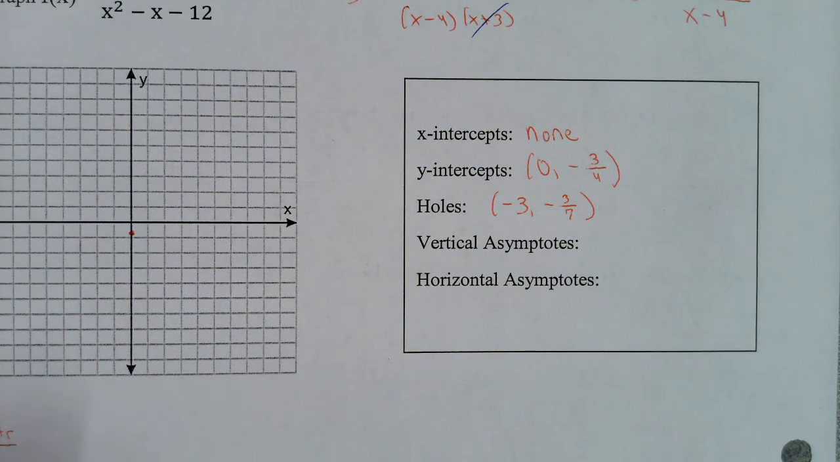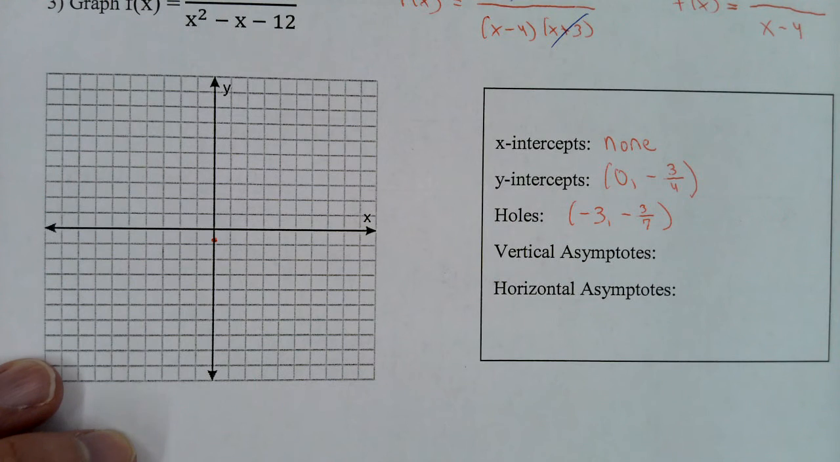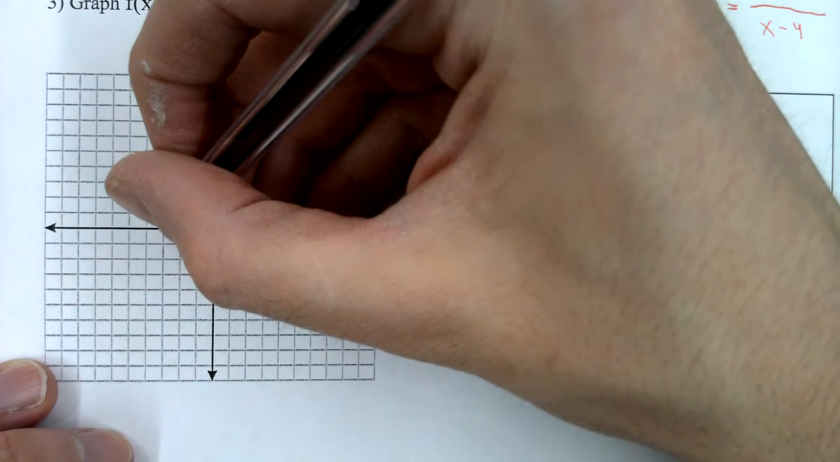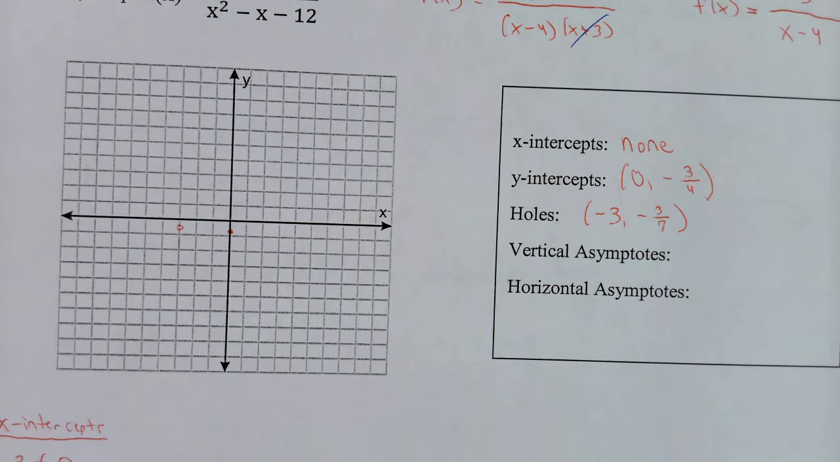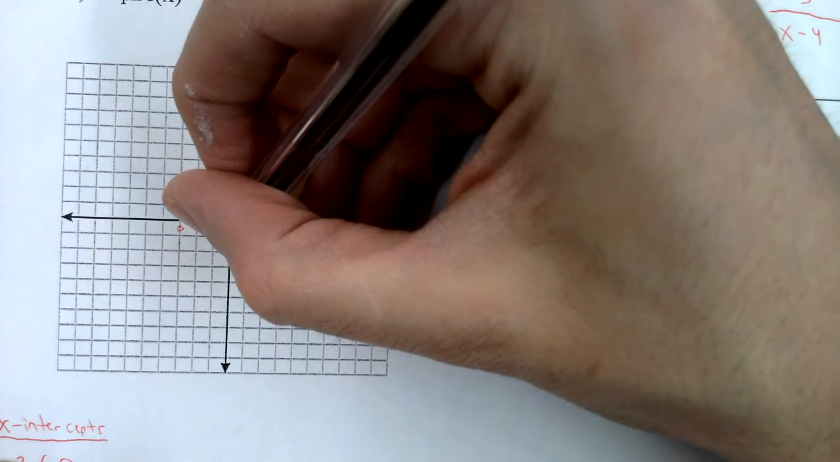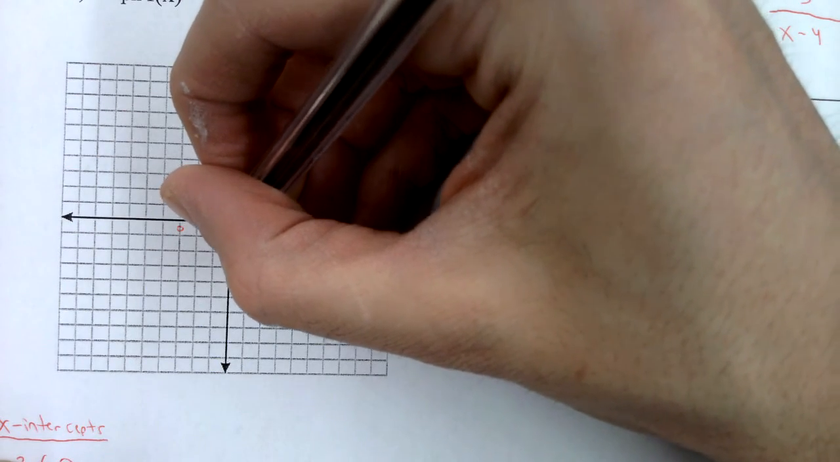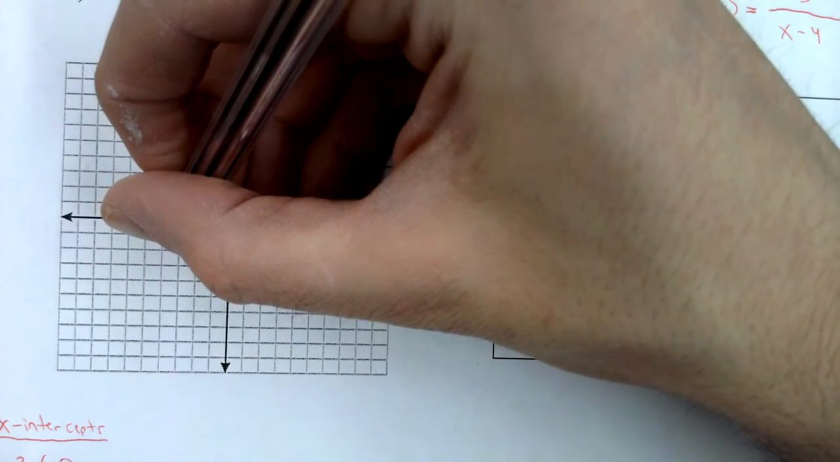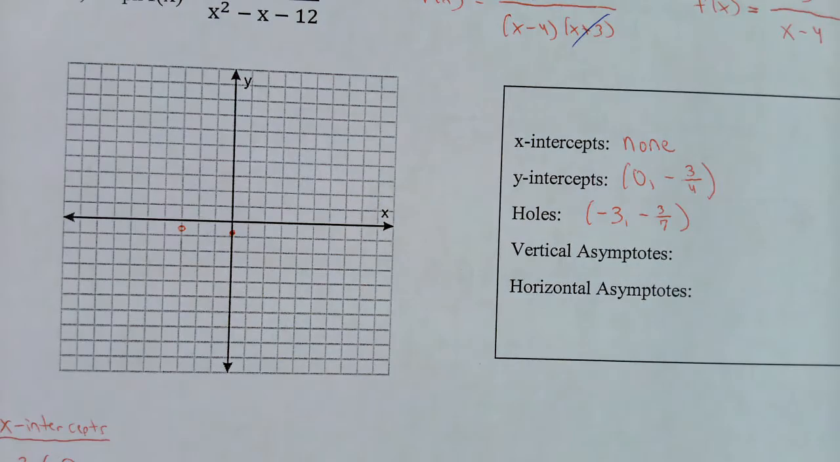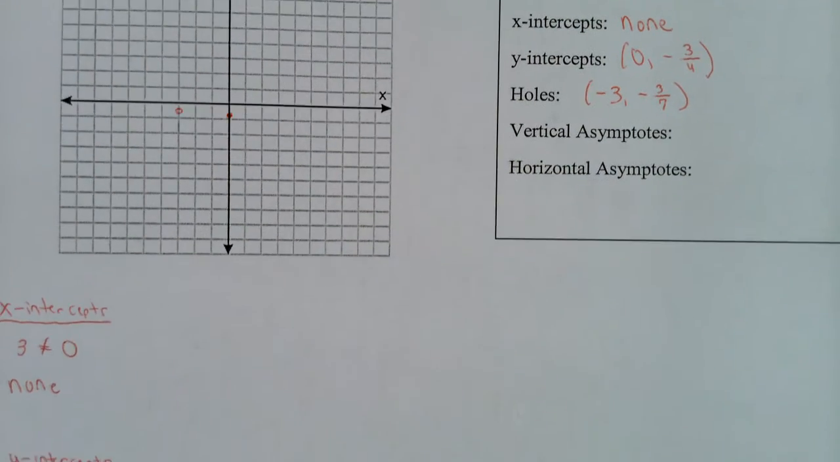Let's graph that as well. Negative 3/7. That's good. Make sure you don't have this hole filled in. Okay, it should be open. Next, let's do the vertical asymptotes.